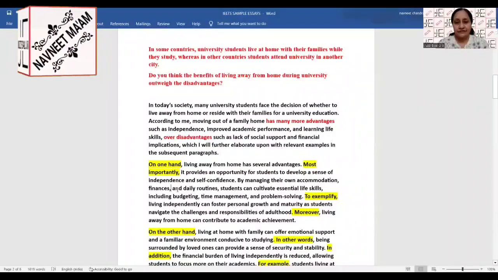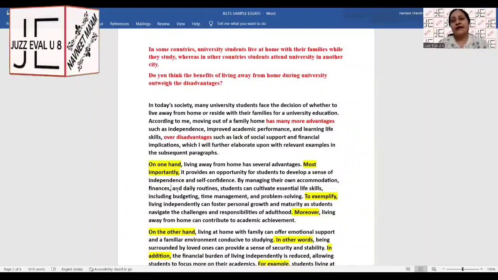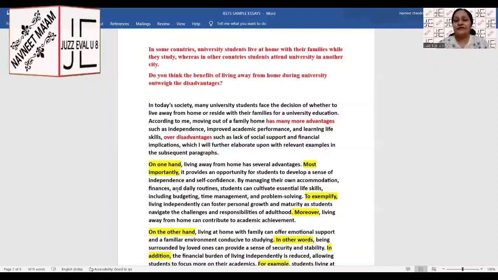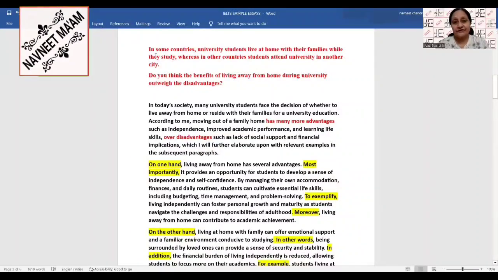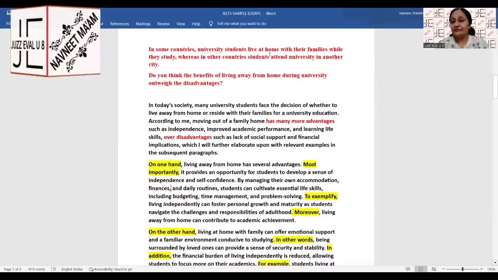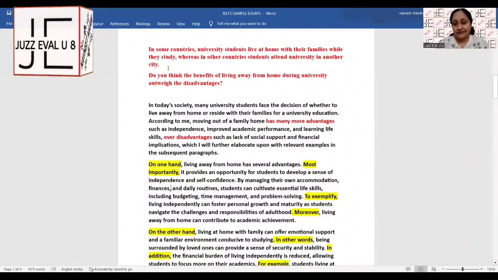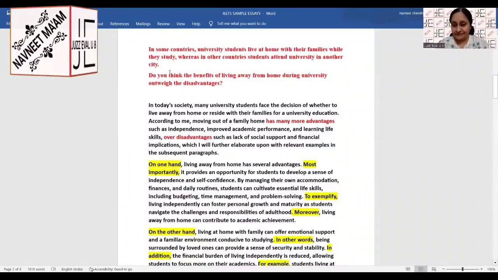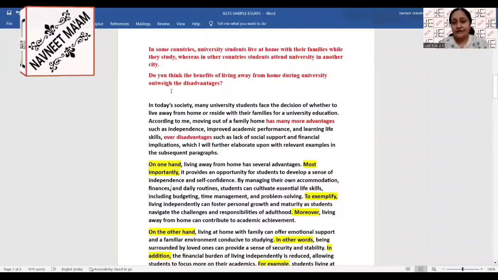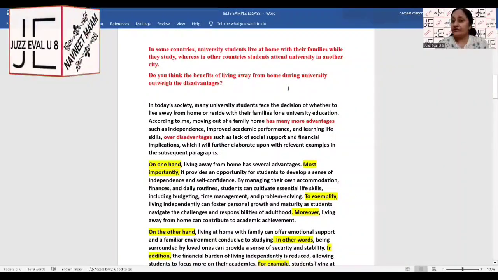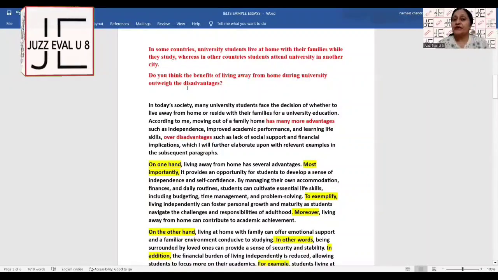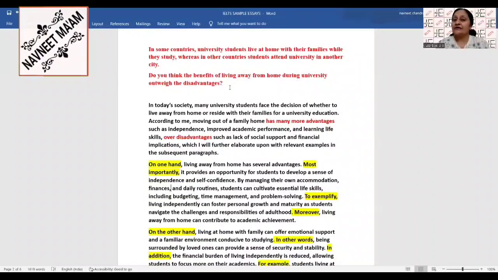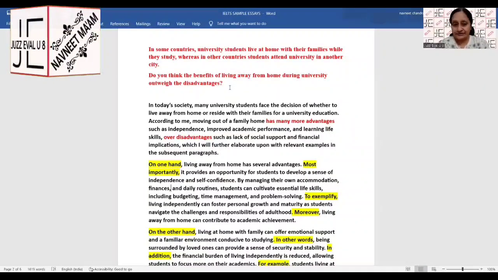So now we take up another question, which is again an advantage-disadvantage question. And also you have to give your opinion here. The question is, in some countries, university students live at home with their families while they study, whereas in other countries, students attend university in another city and live away from their families. So do you think the benefits of living away from home during university outweigh the disadvantages? That is, are the advantages more than the disadvantages?